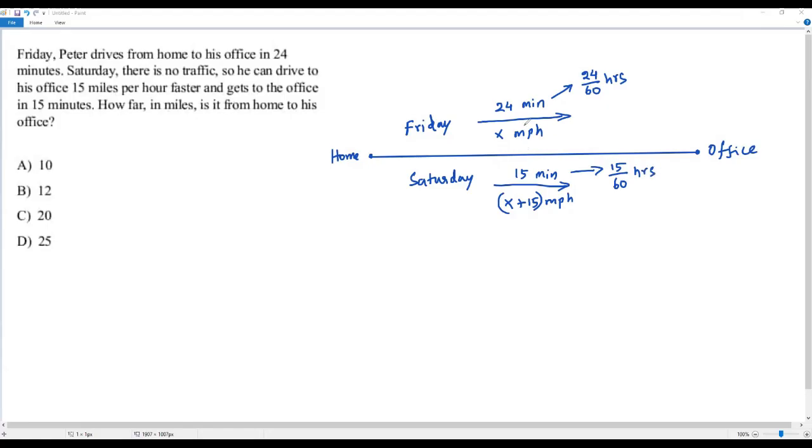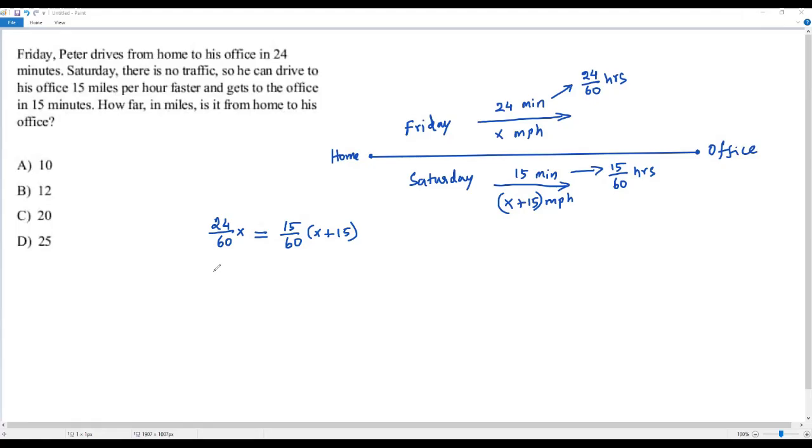Now we can find the distance using the time and the speed. When I multiply the speed x miles per hour and the time 24/60 hours, I get the distance, that is 24/60 times x. So this gives the distance from home to office. We can also find the same distance using the time 15/60 hours and the speed x + 15 miles per hour. We multiply them: 15/60 times (x + 15). Both represent the same thing, the distance from home to office, so we can equate them. Now we have to solve for x in this equation.